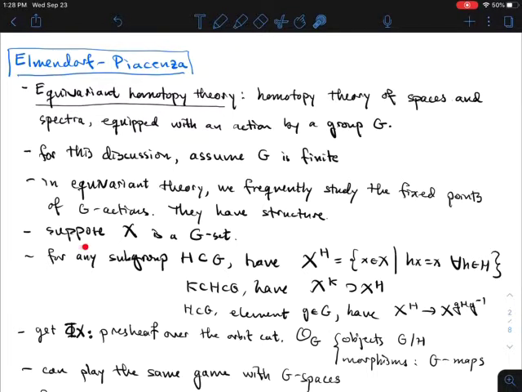For suppose X is a G-set, then for any subgroup H, we have a set of H-fixed points. For any inclusion of subgroups, we have a reverse inclusion of fixed points. And for any subgroup of G and group element, we have a multiplication map between our fixed points. All told, we get a presheaf over the orbit category O_G, whose objects are orbits G/H and whose morphisms are G-maps. Let's denote this presheaf by Φ(X).